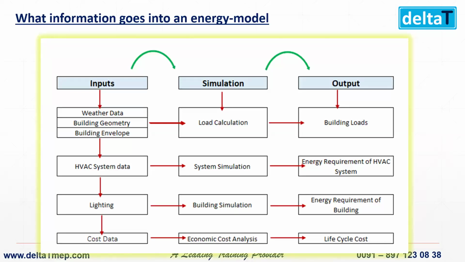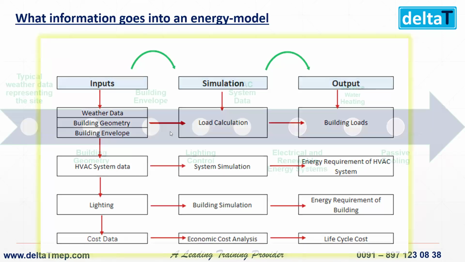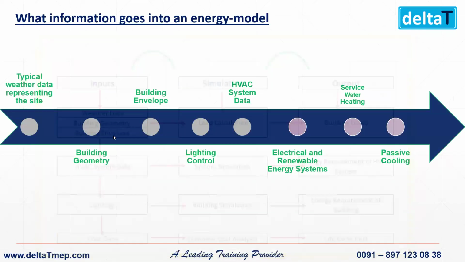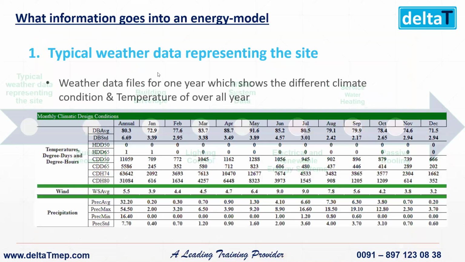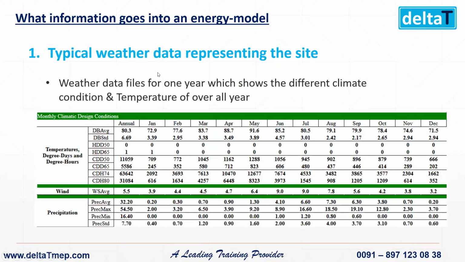We have different types of lighting fixtures, right? Which give different lumens, the lux level, the brightness. So we can identify the building simulation, the energy requirement of the building, then cost data. So you see here, first thing is about weather data. So weather data means, I'm just trying to explain in a simple way.